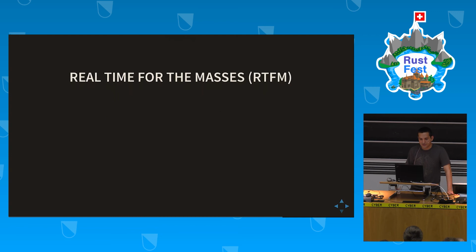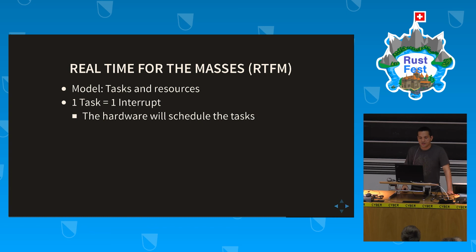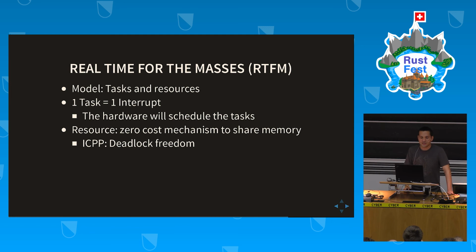In this framework, the concurrency model is that you have tasks and resources. Each task in this model maps to a single interrupt, which means that you can assign priorities to tasks. And by using interrupts, you can have the hardware schedule the tasks for you, which means you don't have any bookkeeping in your software. So basically, there is no code for the scheduler. And the resource in this model is a zero-cost mechanism to share memory. It's basically the locks we saw before. And the framework uses this ICPP scheduling policy, which guarantees lock freedom. And all the ceilings which are required by this policy are automatically computed by the framework.